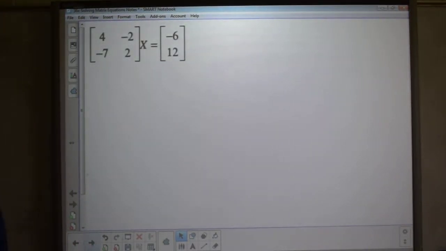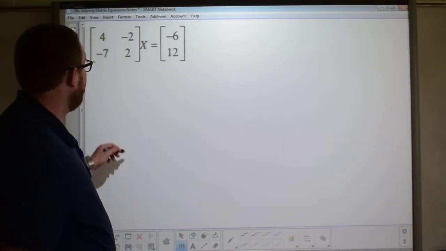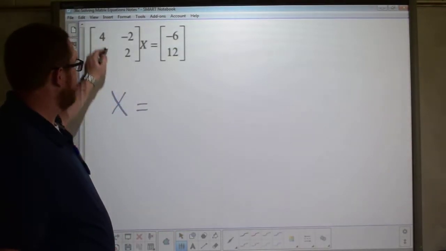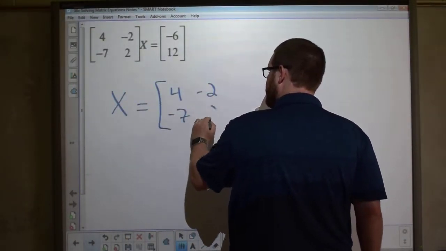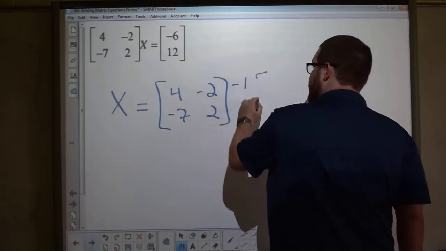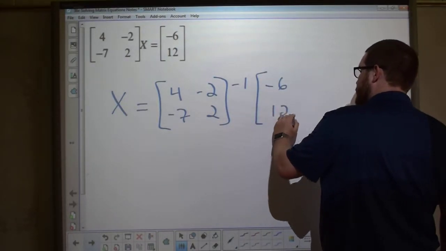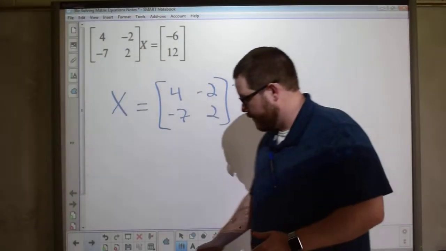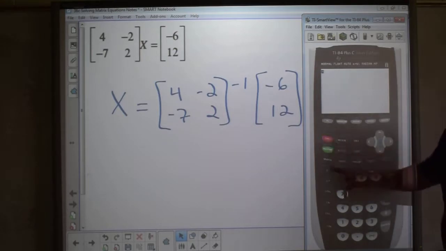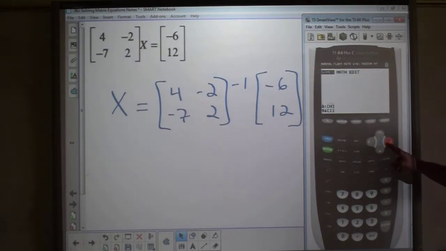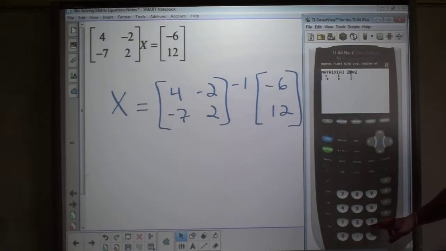So I want to solve for X. That means that X equals the inverse of this matrix times this matrix. We can do that by hand if you'd like. I'm not going to. I'm going to use my calculator. The first matrix is a 2 by 2. 4, -2, -7, 2.